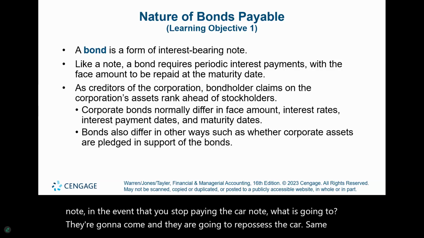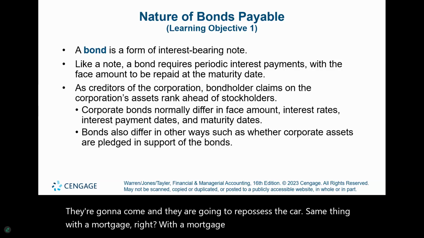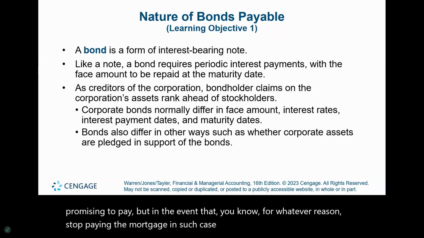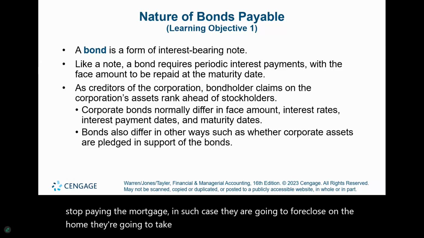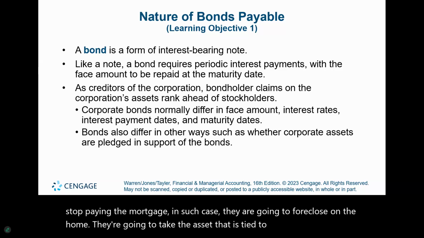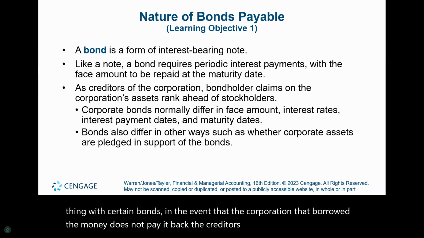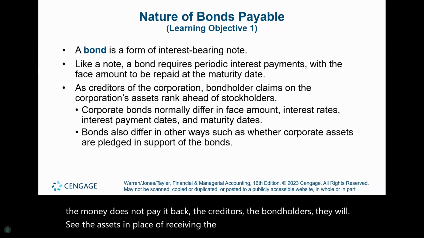Same thing with a mortgage, right? With a mortgage, you have the note, you are promising to pay, but in the event that you, for whatever reason, stop paying the mortgage, in such case, they are going to foreclose on the home. They're going to take the asset that is tied to that note. So same thing with certain bonds: in the event that the corporation that borrowed the money does not pay it back, the creditors, the bondholders, will receive the assets in place of receiving the cash that was invested.